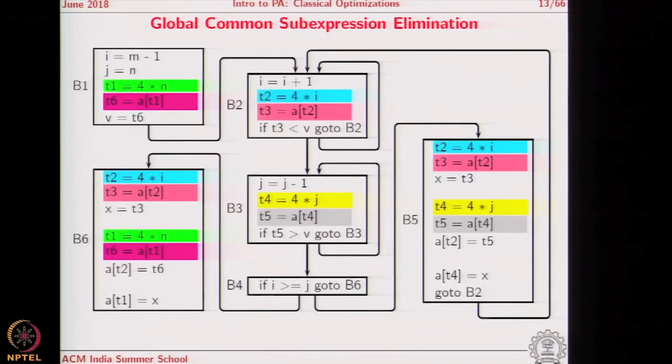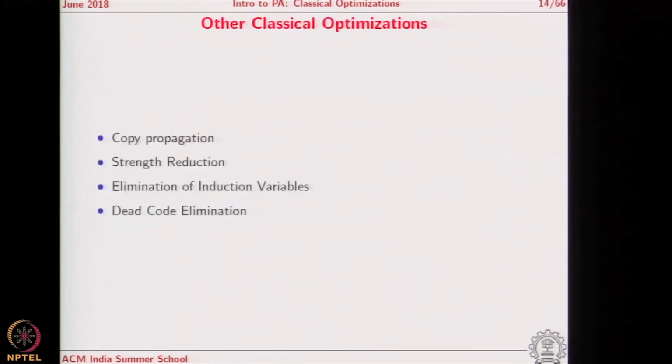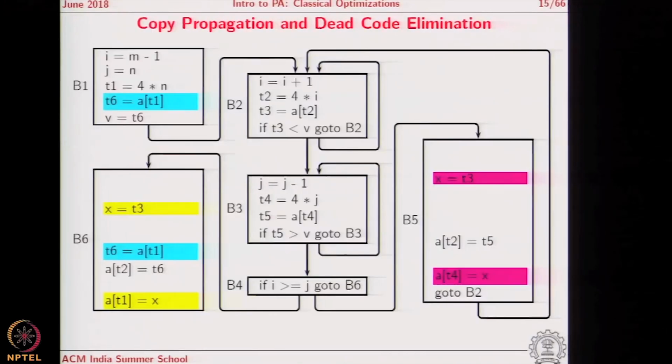So, we can perform global common subexpression elimination, and those occurrences of 4 star I and 4 star j are also gone, right. Let us talk about the next optimization. There are other classical optimizations, copy propagation, strength reduction. We will not spend too much time on this, but we still want to see the impact of these optimizations on the given code. So, let us examine copy propagation and dead code elimination.